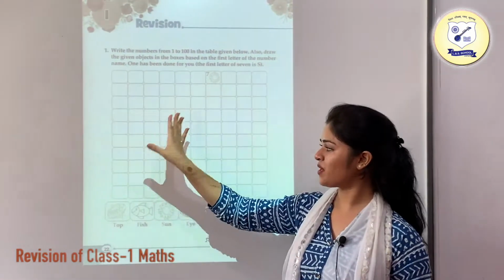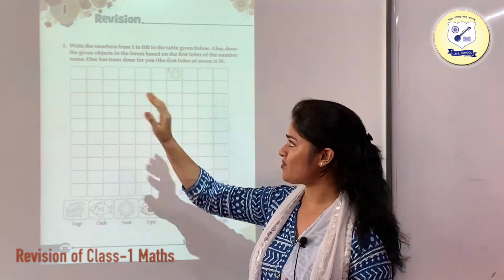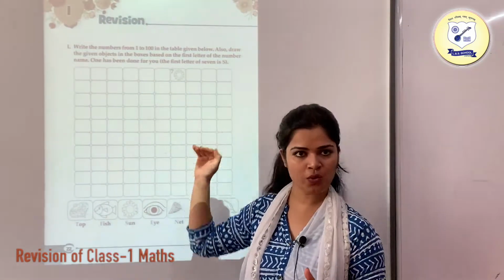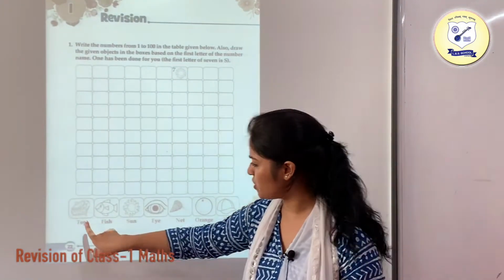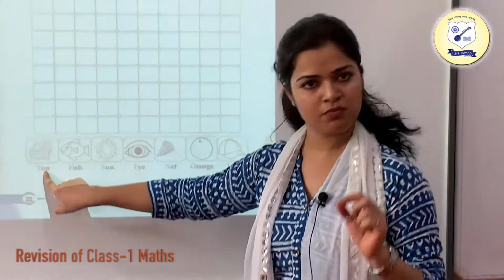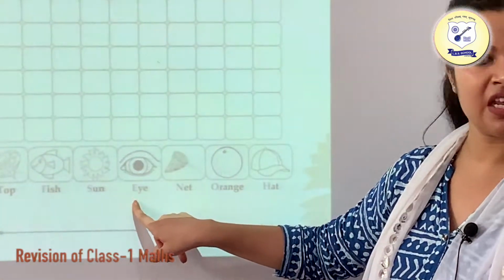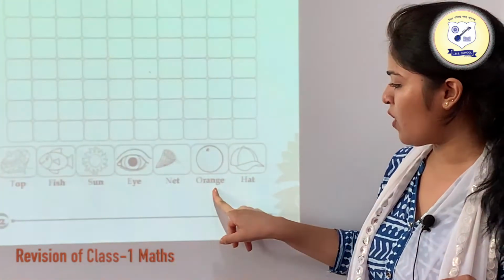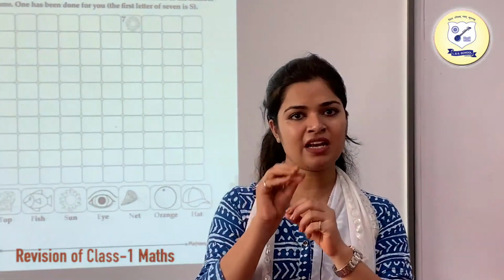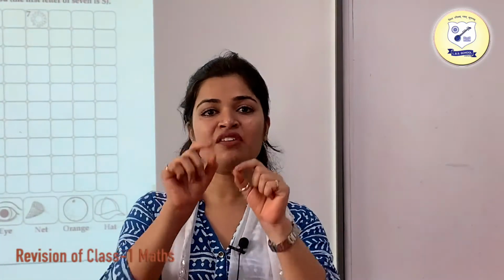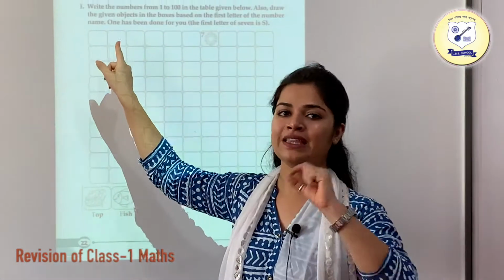So first of all, as you can see, we have a few boxes in front of us, which are 100 in number. What you should do is write down the counting from 1 to 100, or instead of writing the numbers, have a look at this. Top is starting from T, fish is beginning from F, sun is beginning from S, eye is beginning from E, net is beginning from N, orange is beginning from O, and hat is beginning from H. Whenever you are writing a number, like 1, 1 is beginning from O, so you just need to draw the picture of this orange instead of writing that number.